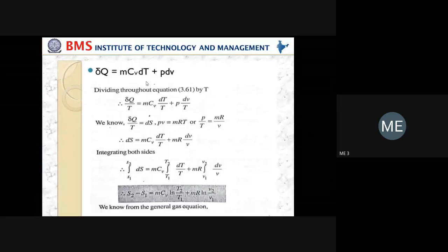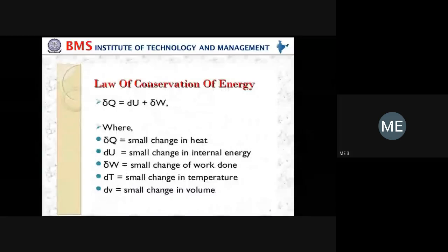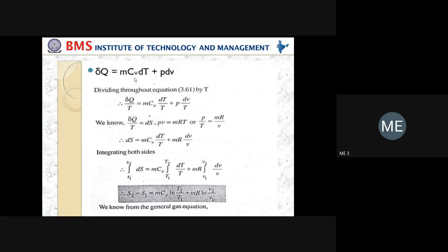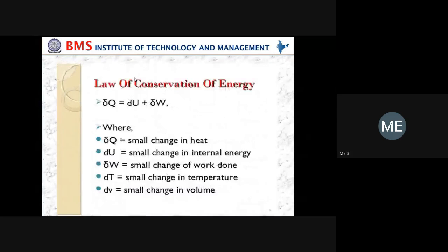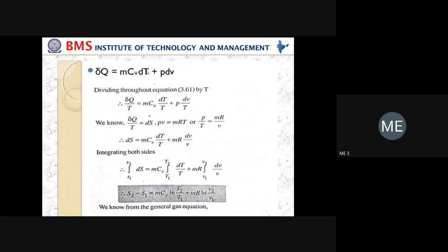Understood this one? First, this is how we write the standard equation of the first law of thermodynamics: dQ equals dU plus dW. dU is nothing but m Cv dT, and the third term is P dV. Now we are going to divide throughout by the term T. So dQ by T equals m Cv into dT by T plus P dV divided by T. Just divide throughout this equation by T.